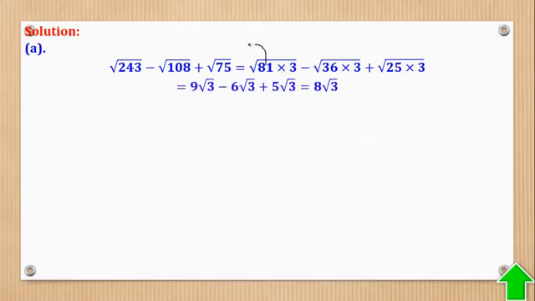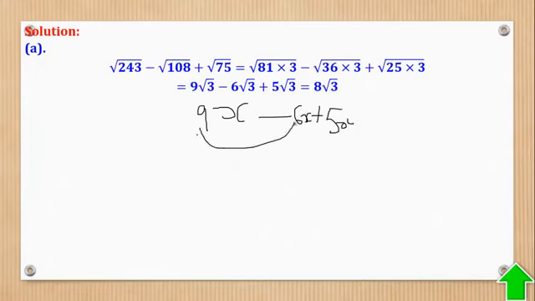Meaning the square root of 81 alone is 9, then you remain with root 3. Square root of 36 is 6, then you remain with root 3. Square root of 25 is 5, and you remain with root 3. So I think we realize that these are like surds. So just add the same way we could add, for example, 9x minus 6x, then plus 5x. Here we would have got 9 minus 6 to give you 3, 3 plus 5 to give you 8x. So that's why you see here 8 root 3.